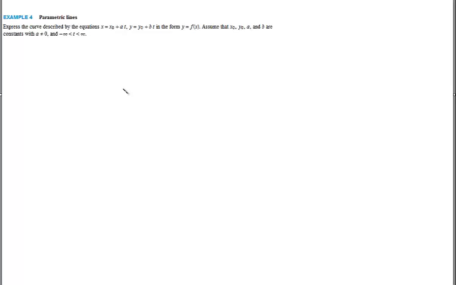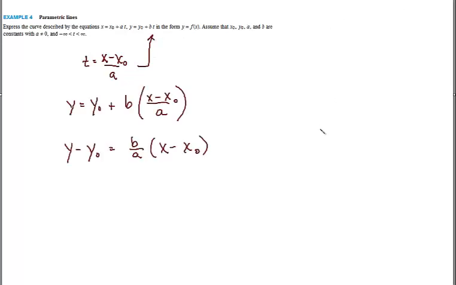For our next example, they just want us to write y in terms of x, just y as some function of x. So let's go ahead and rewrite our x to read that t equals (x minus x naught) over a. I'll substitute this in for t in my y equation. After a little bit of algebra, I see that we just have an equation that describes a line with slope b over a going through some point (x naught, y naught).